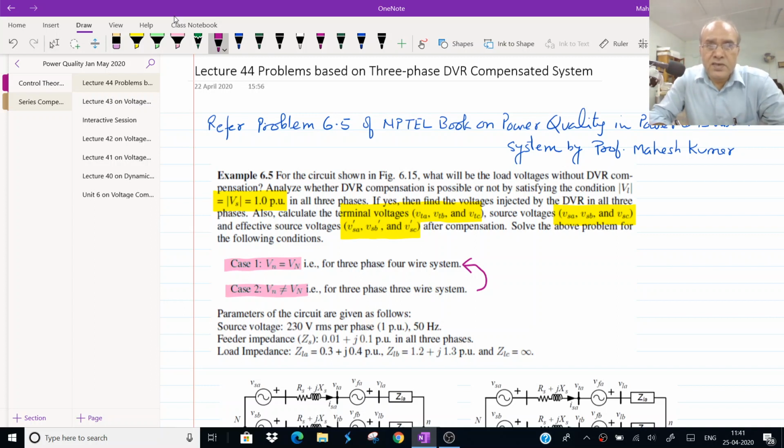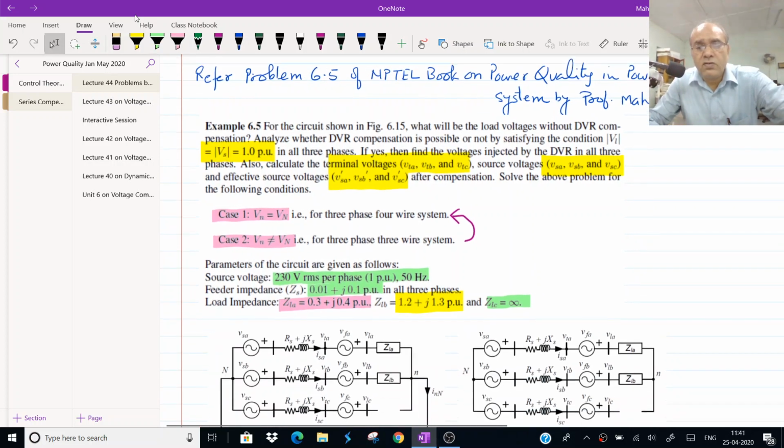Now the parameters are given for the three-phase system. As I said, 1.0 is nothing but 230 volt phase RMS, 50 Hertz, and the source impedance is 0.01 plus j0.01 per unit for all three phases. The loads connected to phases A, B and C: phase A is 0.3 plus j0.4 per unit, phase B is 1.2 plus j1.3 per unit, and phase C is infinity. So the C load is open, and there is no current in the third phase. Clear?